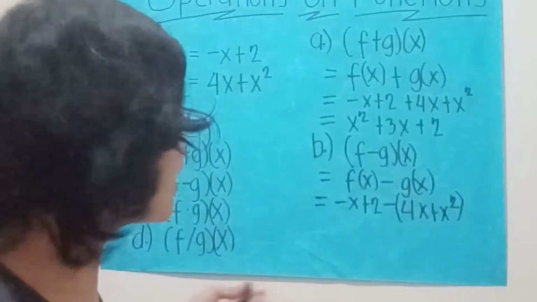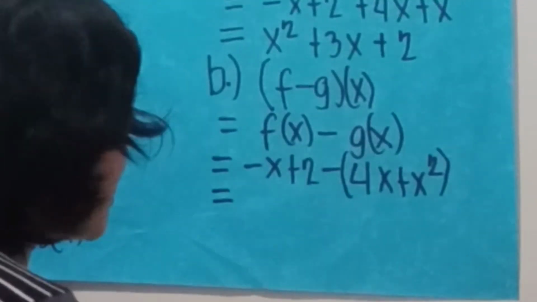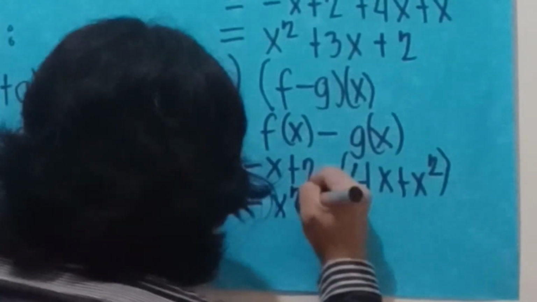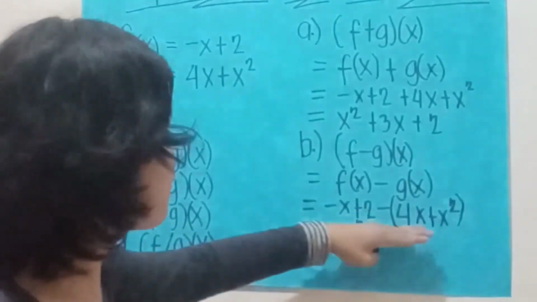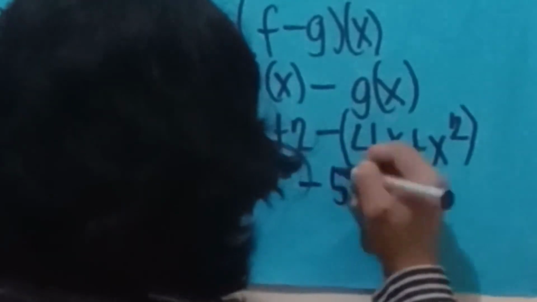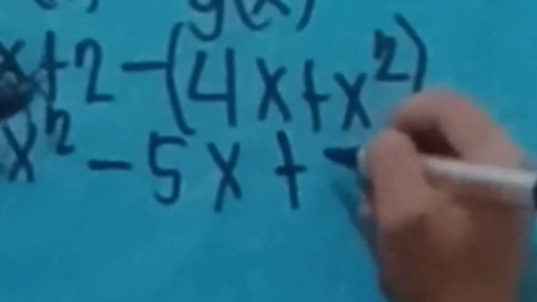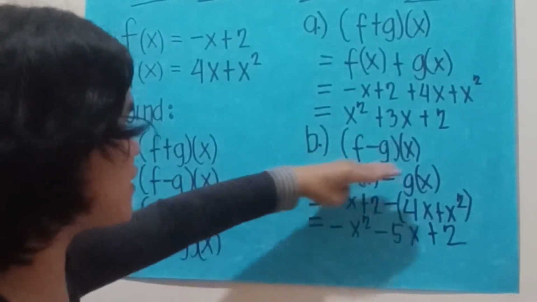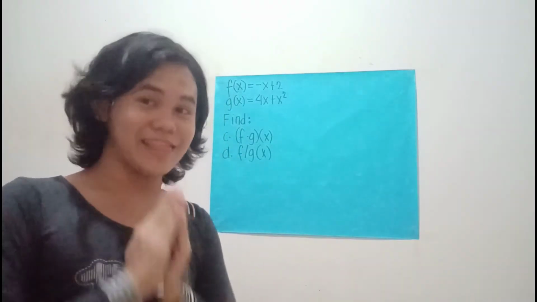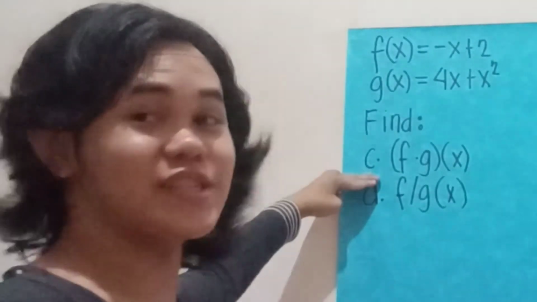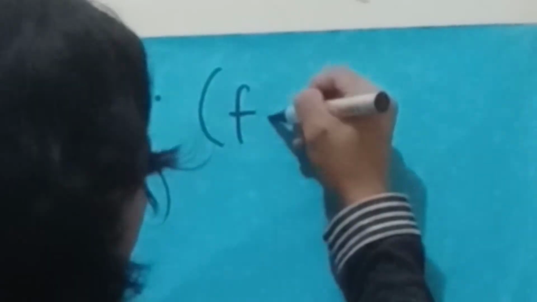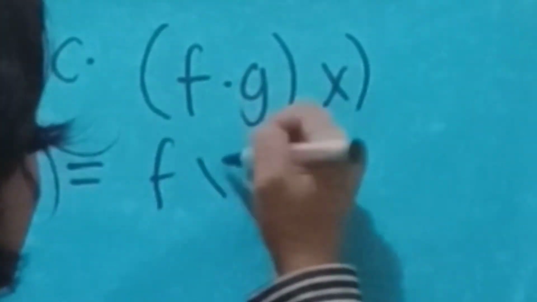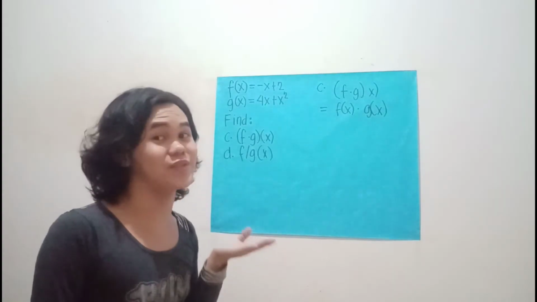After substituting, we are going to combine like terms. So this becomes negative x squared, negative x minus 4x becomes negative 5x, and then plus 2. And this is now the answer for our quantity f minus g of x. Now, let's move on and find the answer for letter C. The quantity f times g of x is actually just f of x times g of x. Once again, we are going to substitute.